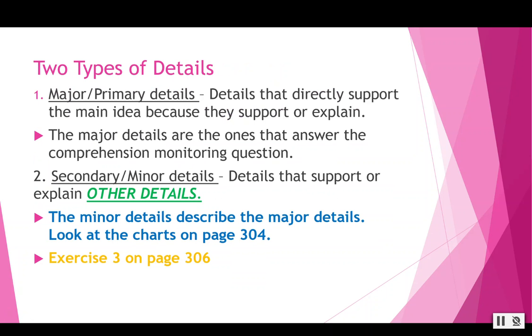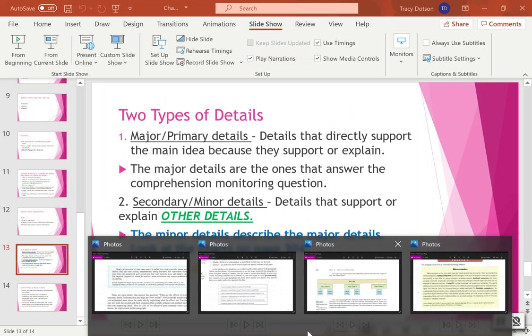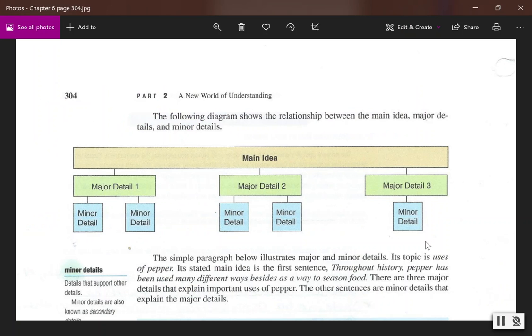We have two types of details. Our first are major or primary details. So if it says major, it's the same thing as primary. Okay, so these are details that directly support the main idea because they support or explain what the main idea is. Okay, they are the ones that are going to answer the comprehension monitoring question. Then we have secondary minor details. These support the major details. Okay, so let's look at a chart on page 304 of our textbook. And I like this chart because I think it simplifies it all.